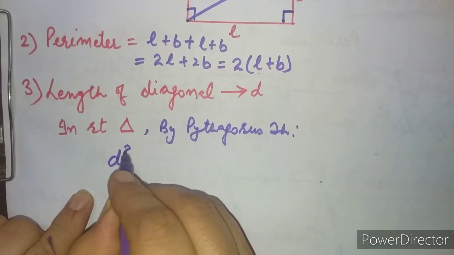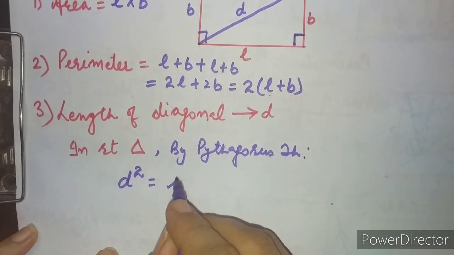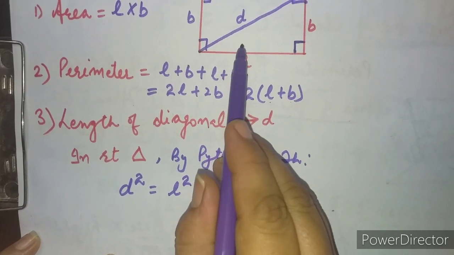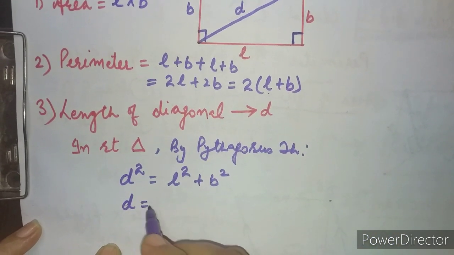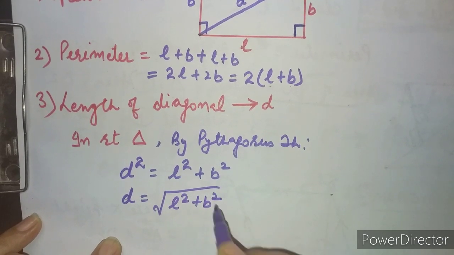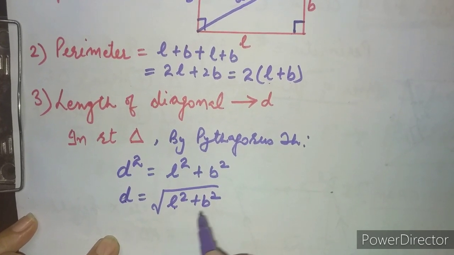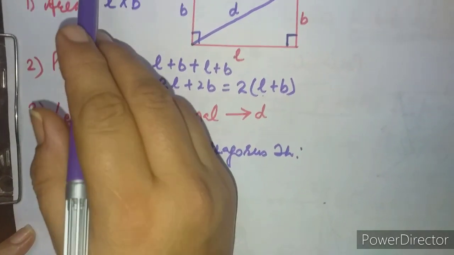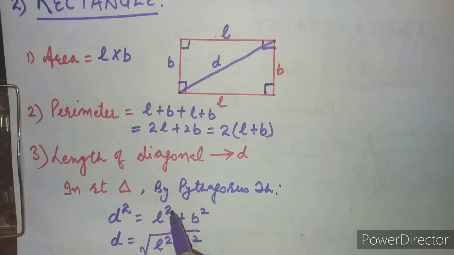So I will write d square. D square, meaning hypotenuse square, will be equal to what? It will be the square of one side plus the square of another side. I am talking about this right triangle, right? So d square is equal to L square plus B square, or d can be written, as the square shifts to the other side, as square root of L square plus B square. So this is the connection between the length of the diagonal and the length and breadth of the rectangle. So this was all about the rectangle's area, perimeter and the length of the diagonal, the three main important things related to a rectangle.